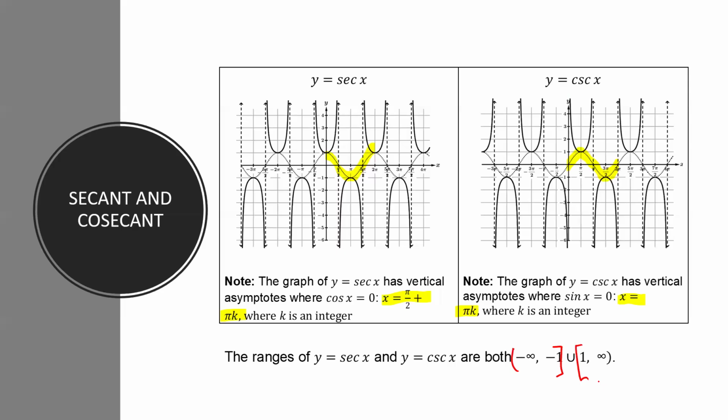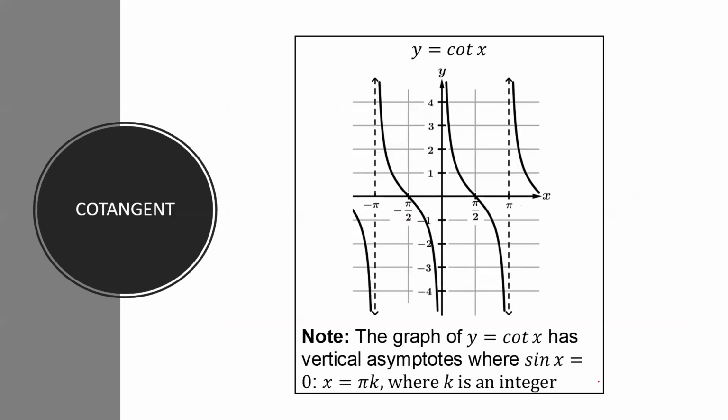All right. Questions, comments, concerns. Let's talk about tangent. So tangent's reciprocal is cotangent. As you can see here for our cotangent, again, it's going to have the same restrictions as our cosecant. So it's the same as sine. It's when your x equals pi k. Those are where your asymptotes are going to reside.